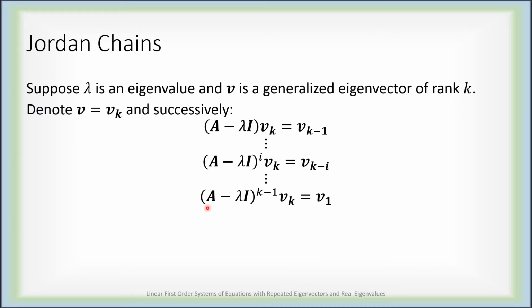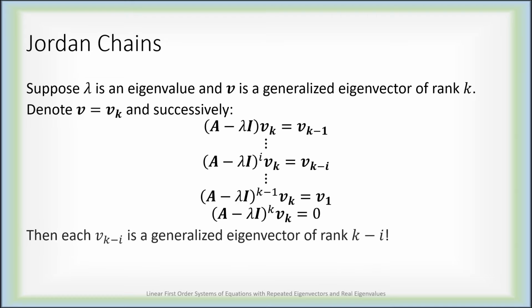Now what happens if I apply the matrix A minus lambda I one more time? Well, on the left, I would get (A minus lambda I) to the kth power of v_k. But v_k was v, and v is a generalized eigenvector of rank k. So what happens if I apply (A minus lambda I) to the k power to a generalized eigenvector of rank k? I must get out 0. Now observe, all of these v_{k-i}'s are generalized eigenvectors of rank k minus i, because this is not just a 0. It is the first 0 in this chain.